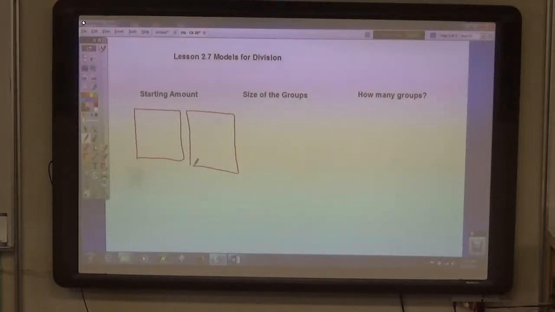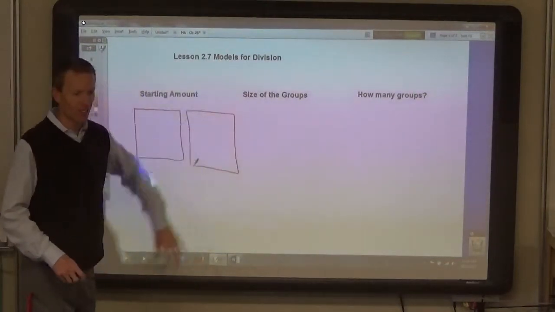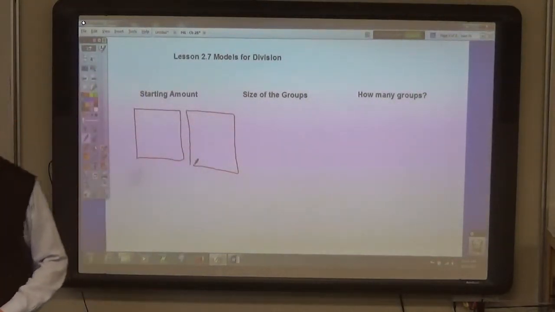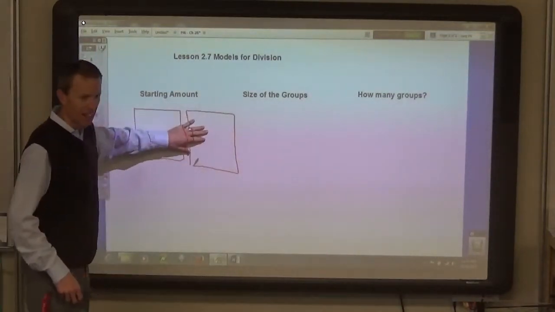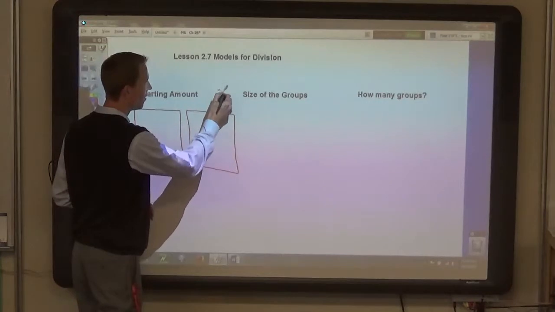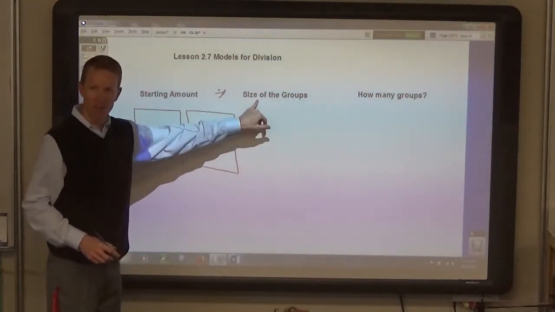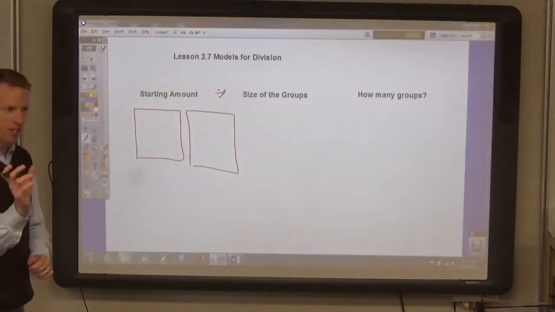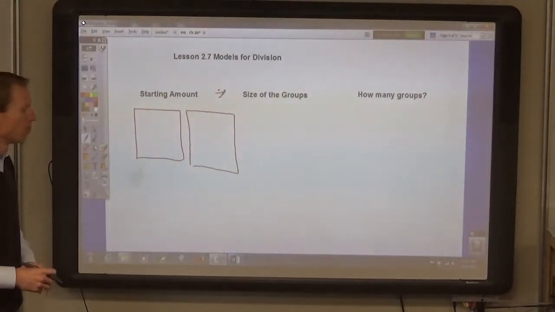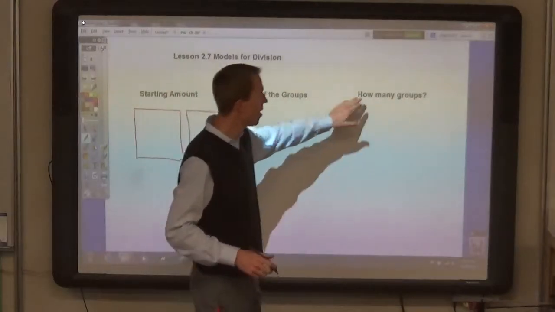Sixth graders, we're going to cover a lesson on models for decimals and dividing decimals. Models for division. When you're modeling division, the models all pretty much work the same way. You always have a starting amount, and then you divide that by a group size. That's called the divisor, the group size. And then you'll end up with a number of groups.